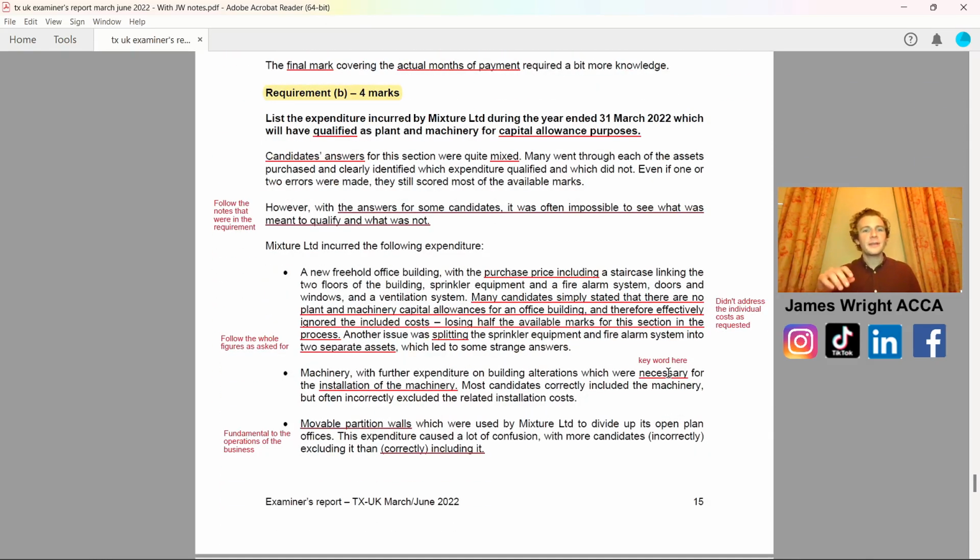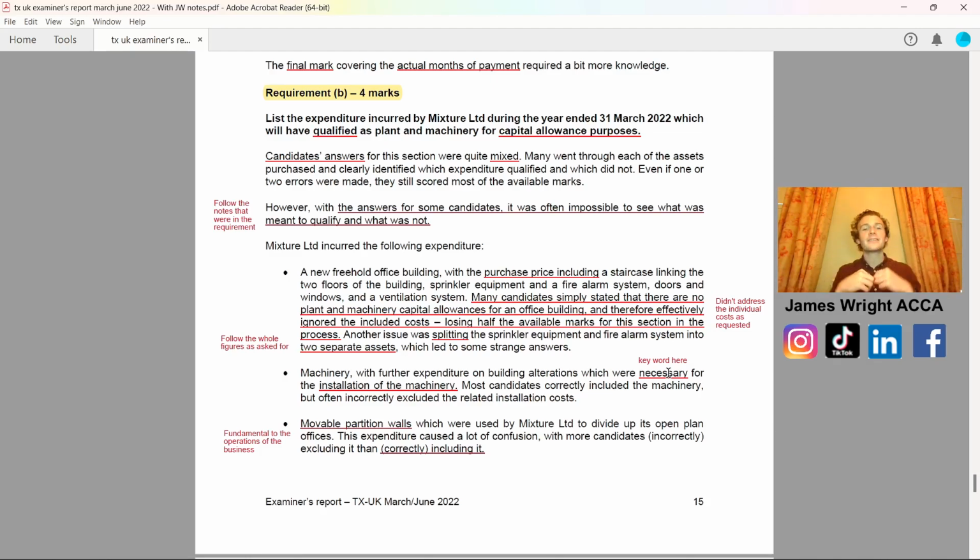Coming on to the last bit now, requirement B, where we had whether items qualified for capital allowance purposes, again another really examinable area in your tax exam. Candidates answered this section in a quite mixed way. In other words, they either really knew the topic quite well or didn't particularly at all. And follow the notes that were in the actual requirement. Some candidates' answers made it often impossible to see what they meant to qualify and what was not. So again, have a go at this question.